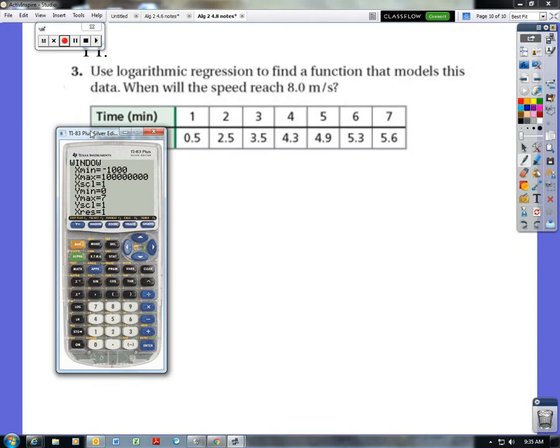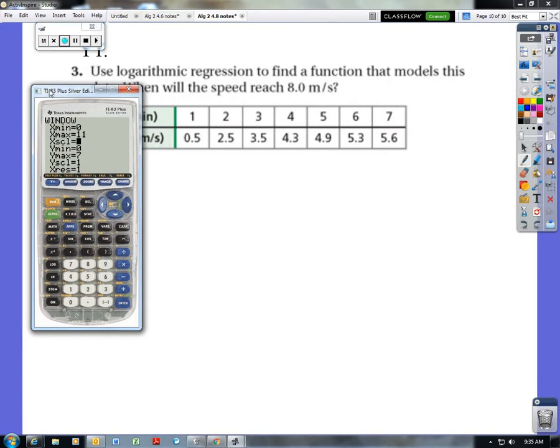So the x's are going from 1 to 7, so I'm going to go from 0 to 10. Well, 11, I guess. And then these are going about 0 to, I'll do 0 to 10 again. Y min 0, Y max 10. Let's graph them and see. Oh, I've got those old equations in there, so I need to clear those out. And that does look very logarithmic. Definitely not exponential.